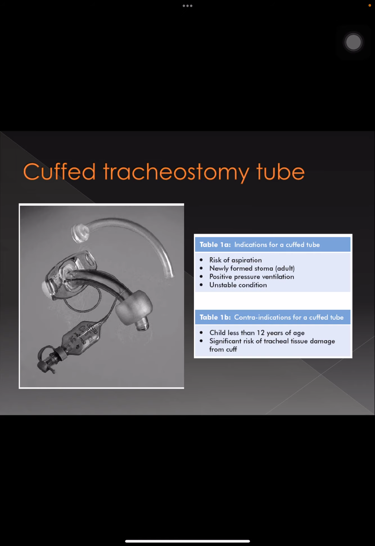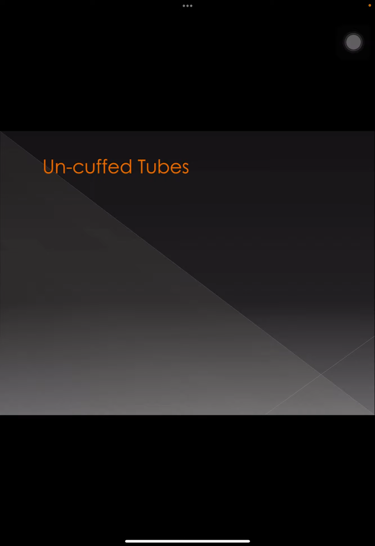Coming to indications of a cuffed tube: risk of aspiration, newly formed stoma in an adult, positive pressure ventilation, and in an unstable condition. Contraindication is use in a child who is less than 12 years of age and who has a significant risk of tracheal damage from the cuff.